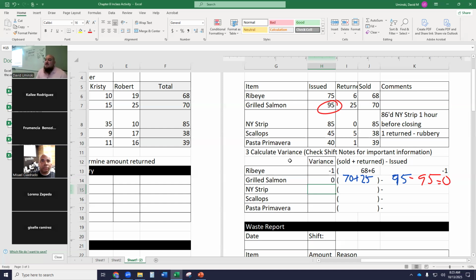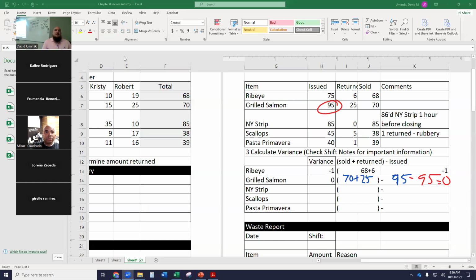All right, let's do the New York strip, scallops, and pasta primavera. Do your calculations on your own, and then you can type your answers either in the chat or compare your answers with your neighbor here in the class.